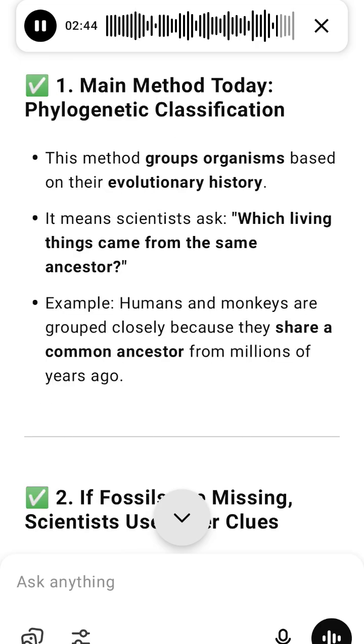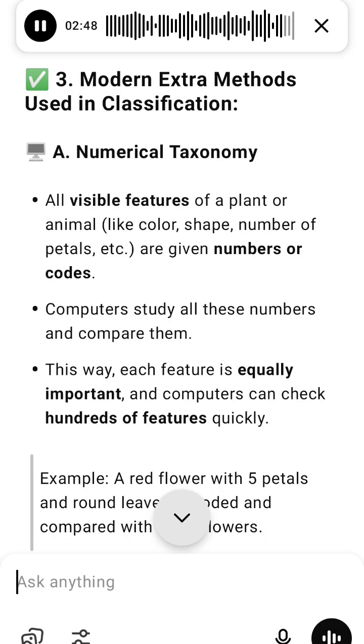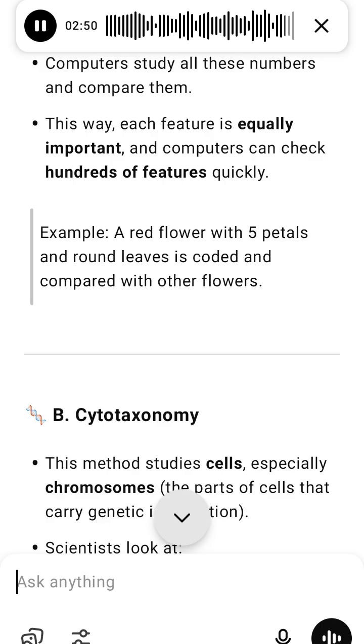Final understanding. Today, classification is done using modern science, not just looks. Evolution, computers, cells, and chemicals all help us find out which organisms are related. These methods are very helpful when fossils are missing or incomplete.